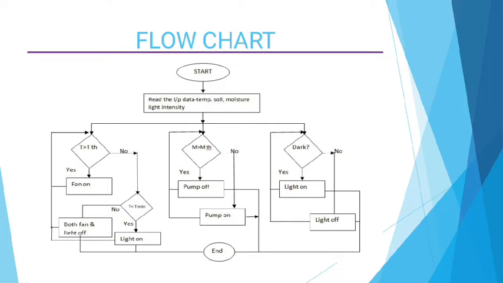The second condition check is for soil moisture. If the moisture value is greater than the threshold moisture, then the pump will be turned on, and if no, the pump will be turned off and return to the loop. The last condition check is for light intensity. If it is dark, then the light will be turned on, and if it is bright, the light will be turned off and it will return to the loop.